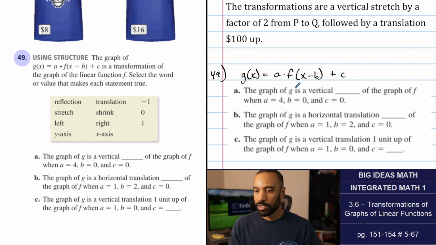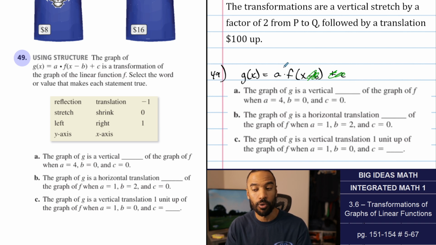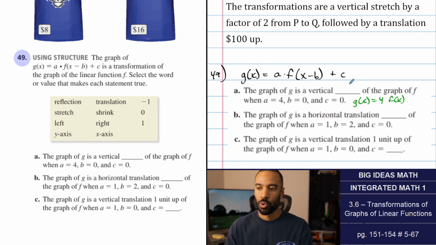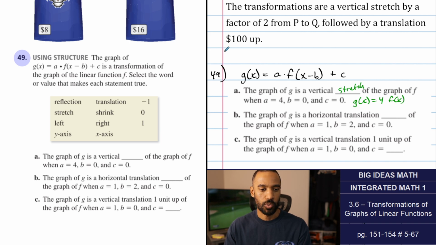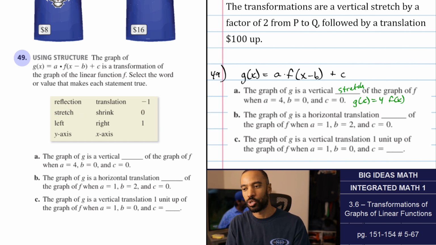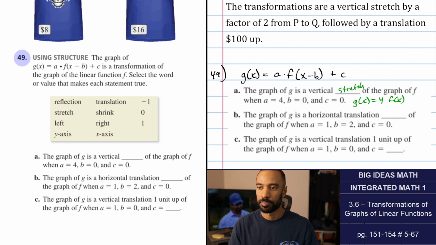The graph of g is a vertical blank of the graph of f when a is 4, b is 0, and c is 0. Remember, if b and c are 0, that means they're just not here. They're not affecting. So it's more like a times f of x, and the a value is 4. So this looks like g of x equals 4 times f of x. Well, that is a vertical stretch. And that's the word stretch we're saying right there. We're not indicating what factor it is. We're just stating that it's a stretch.